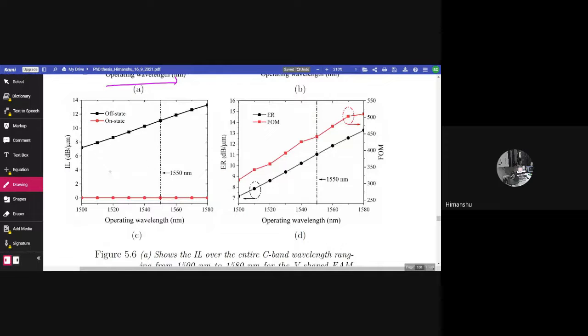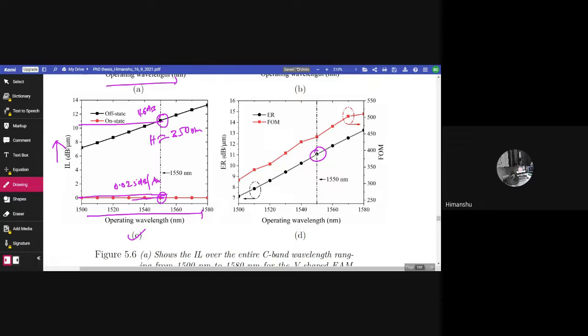Similarly, if we come to figure 5.6c, it shows the insertion loss over the entire C-band wavelength for the 350 nanometer waveguide height EAM. So here at 1550 nanometer, we have observed maximum IL at off-state of around 11.06 dB per micrometer, which is shown by the black line, and the insertion loss at on-state at 1550 nanometer was observed to be around 0.025 dB per micrometer. And from here we can calculate the corresponding extinction ratio and FOM, that is the figure of merit, which is shown in figure 5.6d.